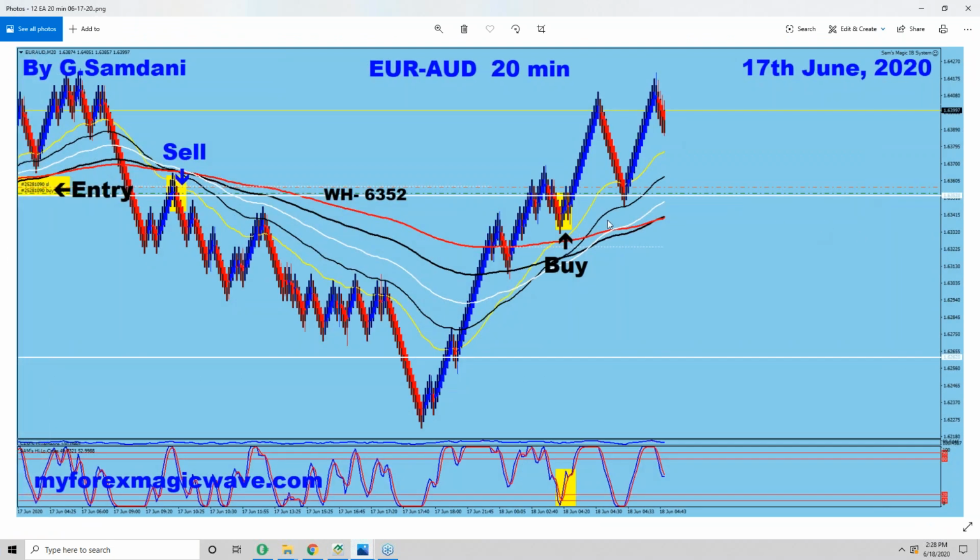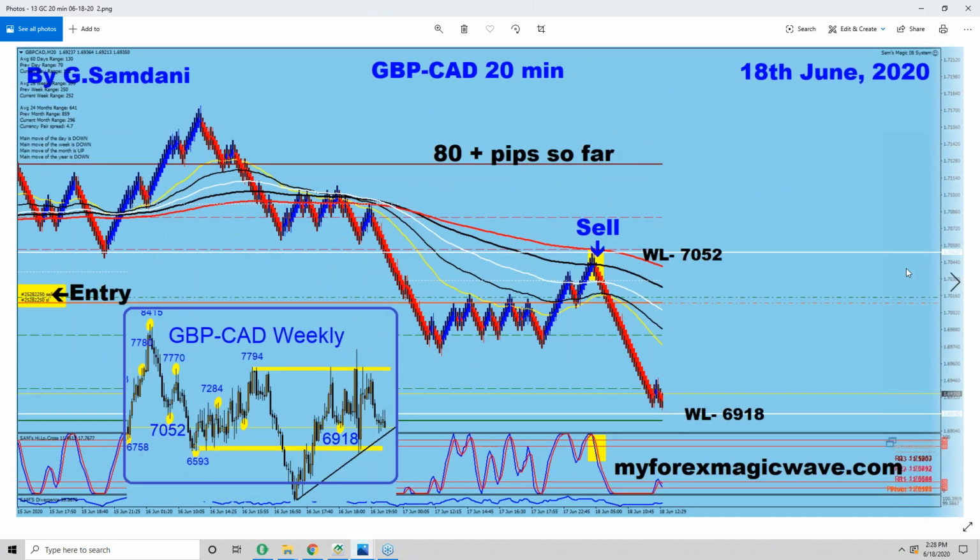This was the entry chart, Euro Aussie. Now the next chart that I want to show you is Pound CAD. I made an entry here. This is a small weekly chart I posted showing the level. So what happened is the price breaks the level, goes back, tests it, and then continues to the downside to the next level and to the next level and to the next level. That's how it moves until it finishes the daily range.